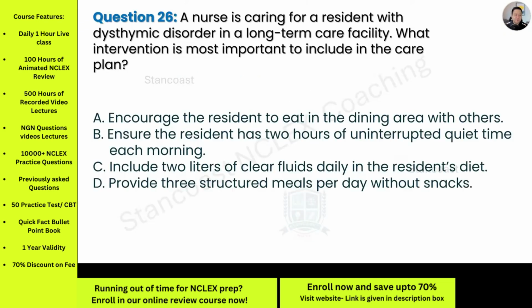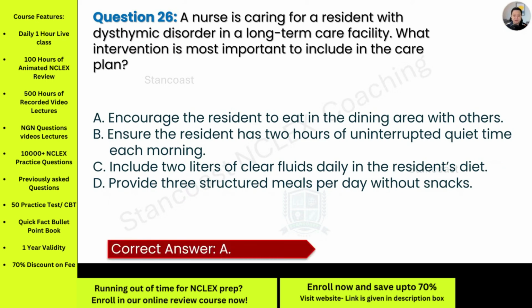A nurse is caring for a resident with dysthymic disorder in a long-term care facility. What intervention is most important to include in the care plan? A. Encourage the resident to eat in the dining area with others. B. Ensuring the resident has 2 hours of uninterrupted quiet time each morning. C. Include 2 liters of clear liquids daily in the resident's diet. And D. Provide 3 structured meals per day without snacks.